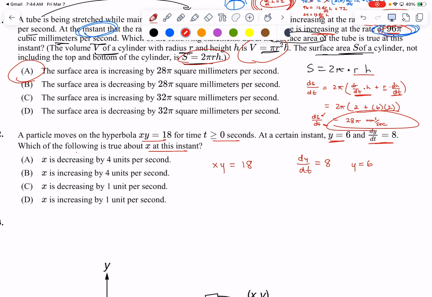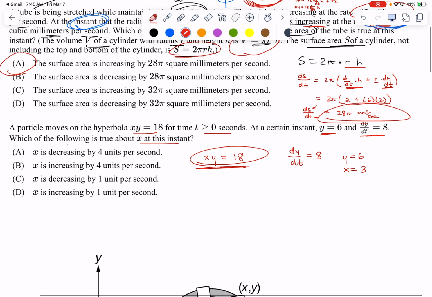So you would be able to figure out what x is at that instant, could you not? If you know what y is at that instant, could you figure out x? Yeah, if you put in 6 for y, what would x equal? 3. So you also know what x is. Now, I'm just going to take the derivative of this with respect to time, use product rule.